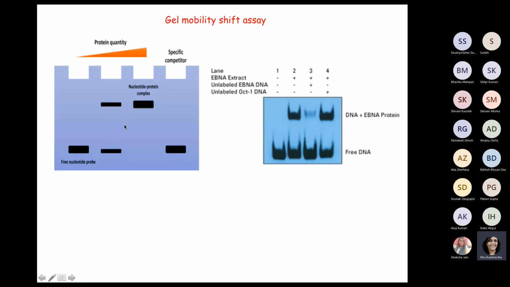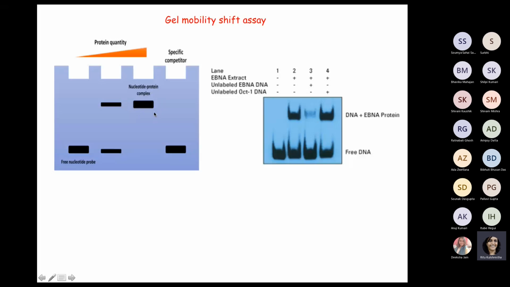Okay, so what you then do is you increase the protein quantity, and with that increased quantity incubated sample, you run it on gel. Then you will see that this band is disappearing, and you will see all the band here, all the bound DNA with the protein is present here.